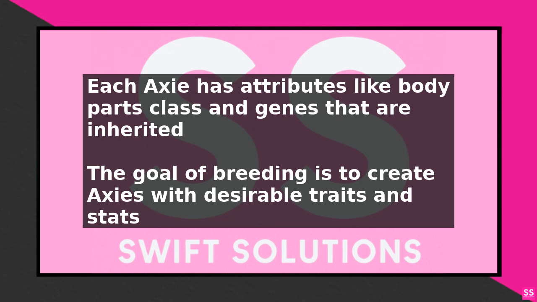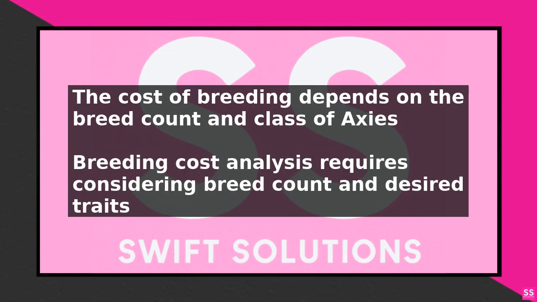A key concept in Axie breeding is the idea of bloodlines. Axies with high-quality bloodlines, such as those with a high percentage of purebred ancestry, are more likely to produce offspring with desirable traits. However, these Axies are also more expensive to breed.